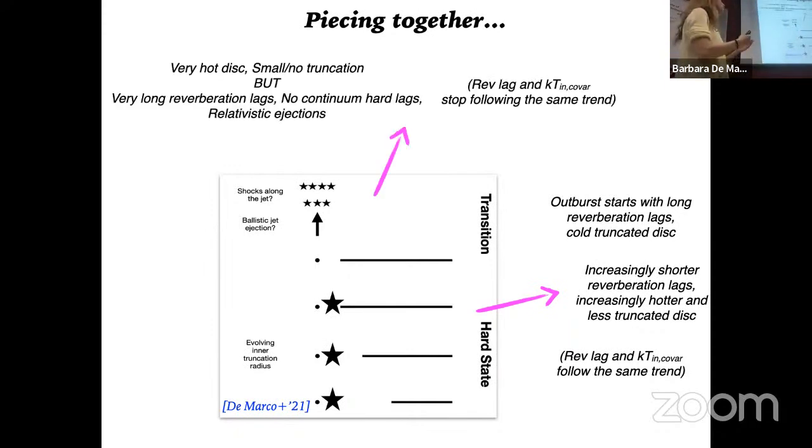However, at transition, while the disk becomes very hot, it keeps going through that trend that I showed of temperature, the lags become very long. So what we interpreted is that now dissipation occurs in a larger region, most probably associated with the jet.